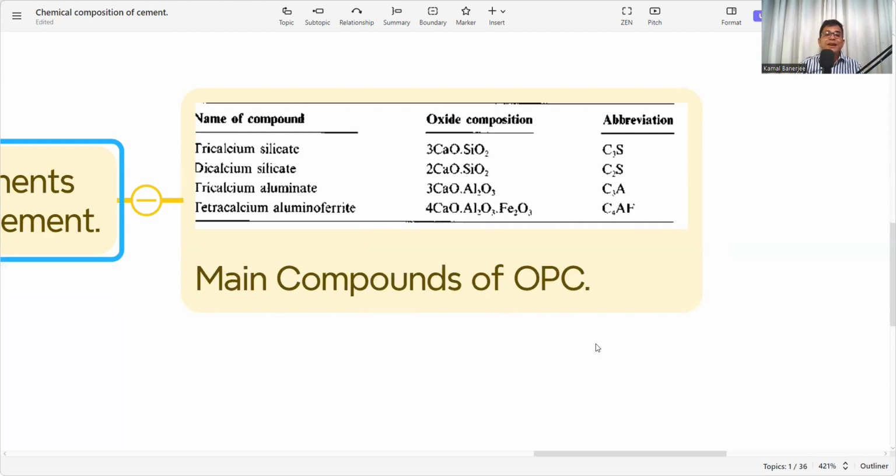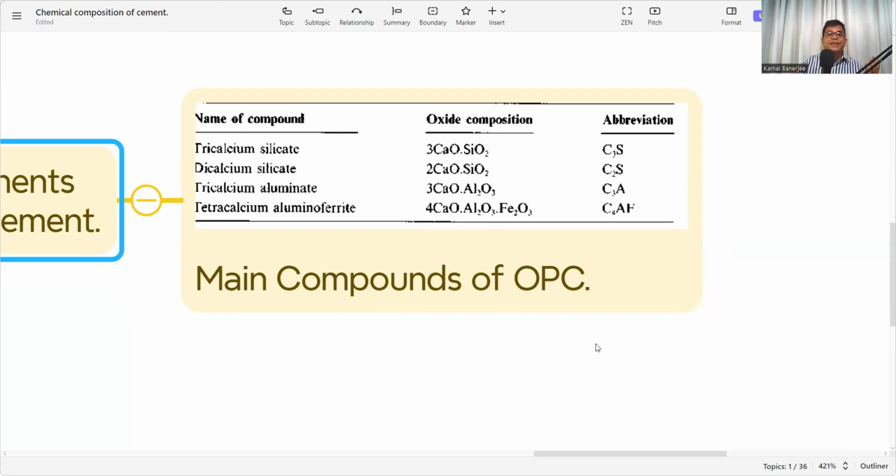And the third is tricalcium aluminate, 3CaO·Al2O3, C3A, made of calcium oxide and aluminum oxide. And the fourth is tetracalcium aluminoferrite, 4CaO·Al2O3·Fe2O3. It's a combined complex molecule, and it is defined as C4AF. So in ordinary Portland cement, there are 4 main components: C3S, C2S, C3A, and C4AF.